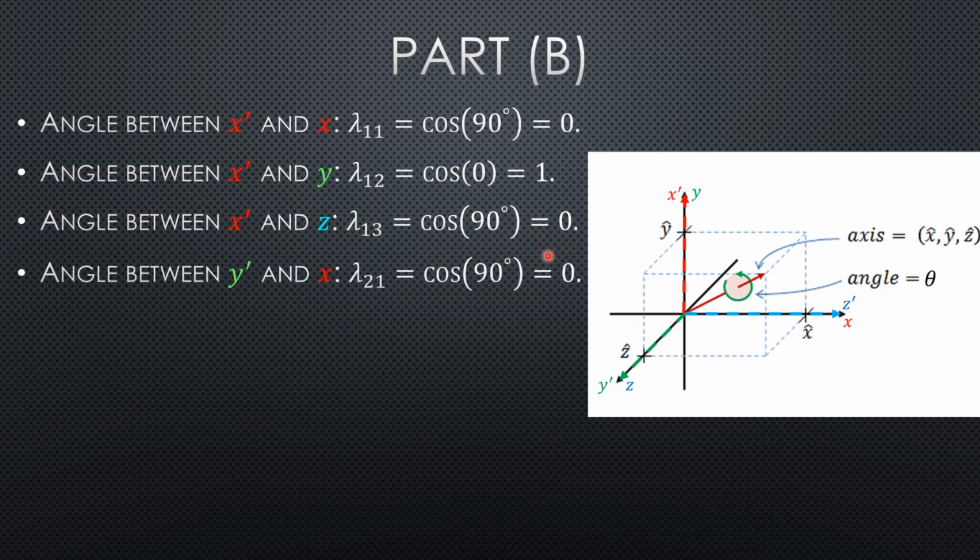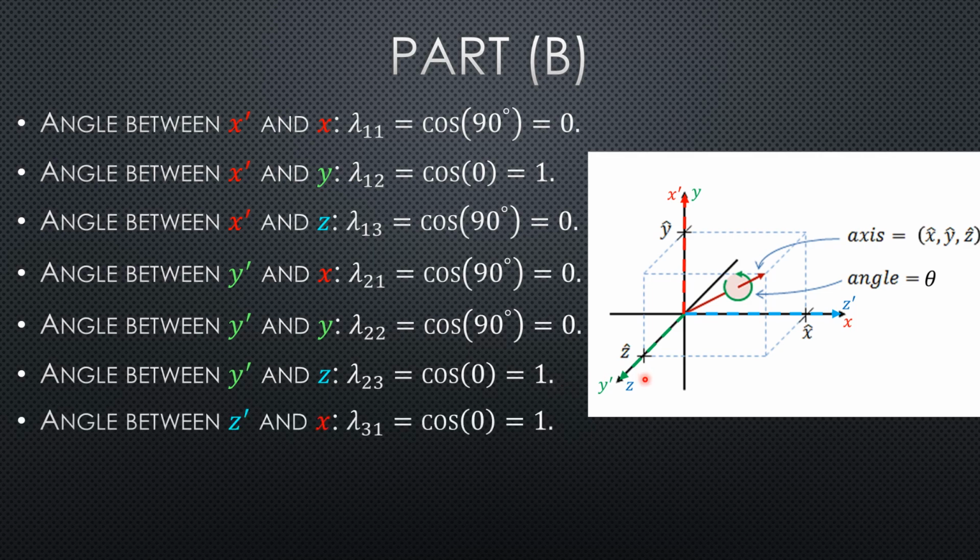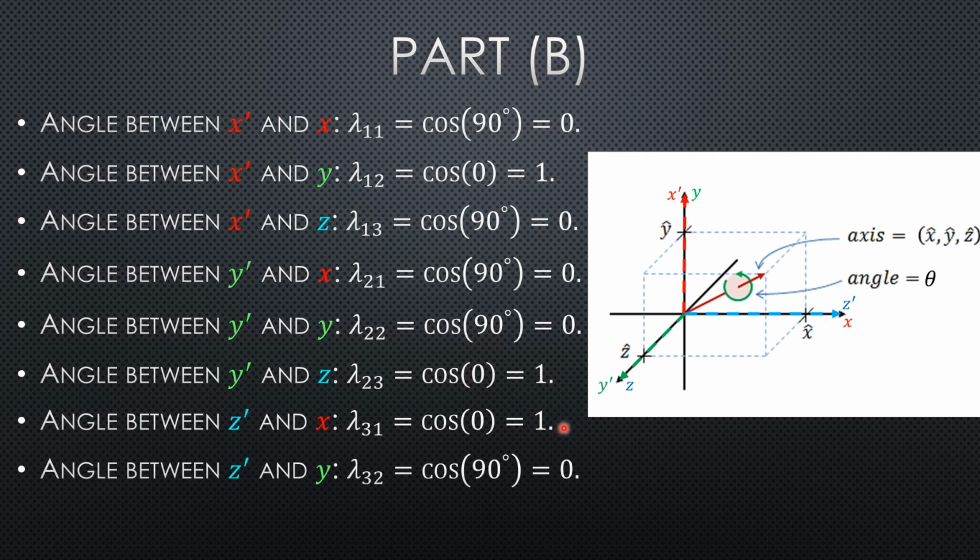And if we run through the y prime and x, y prime's here, x is there, 90 degrees. Y prime and y, that's still 90 degrees. Then y prime and z, now we see that y prime is on top of z, so the angle is 0, and we get a cosine value of 1. Z prime and x, well, we see that z prime lies on top of x, so we get a cosine value of 1. Z prime and y, z prime here, y here, this is still 90 degrees.